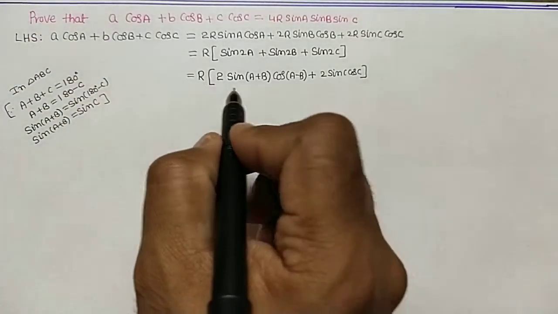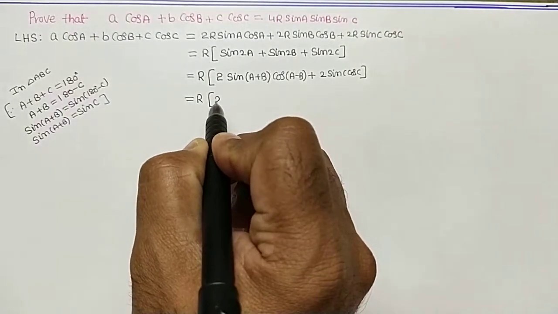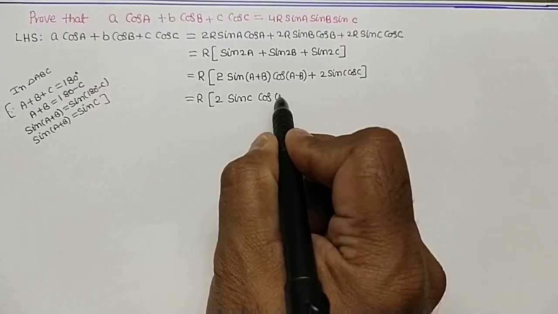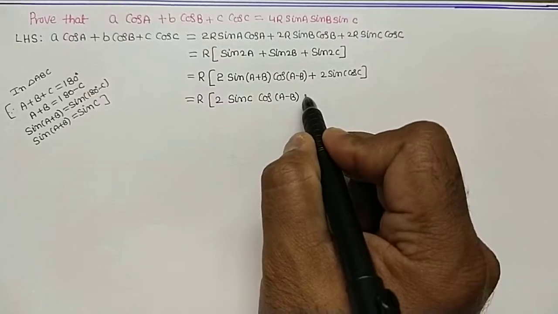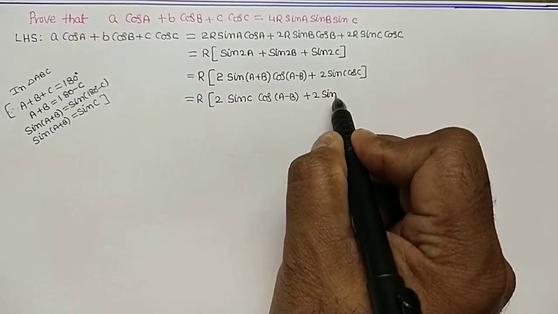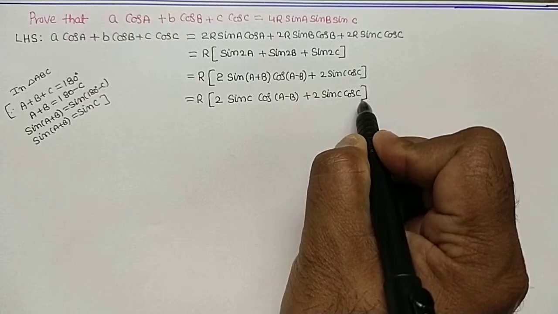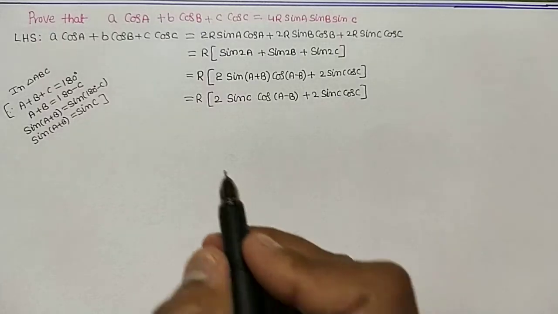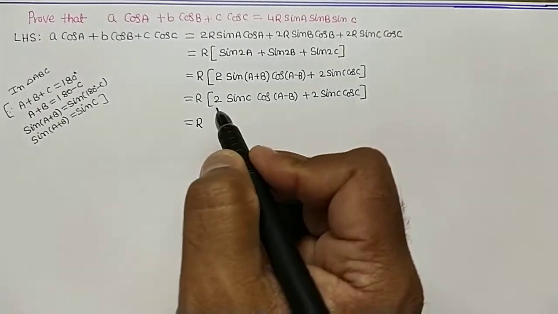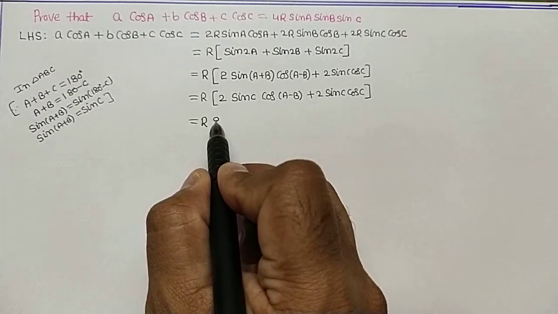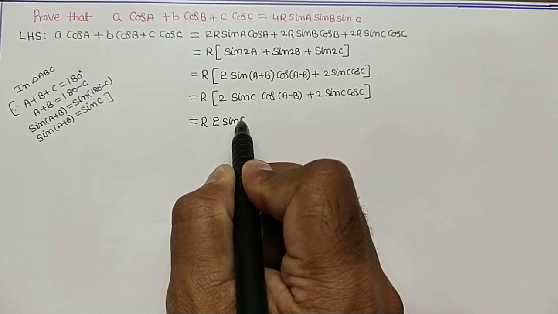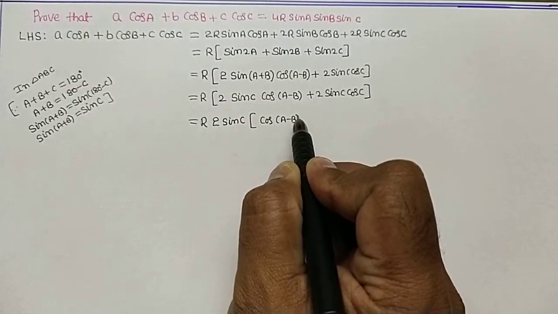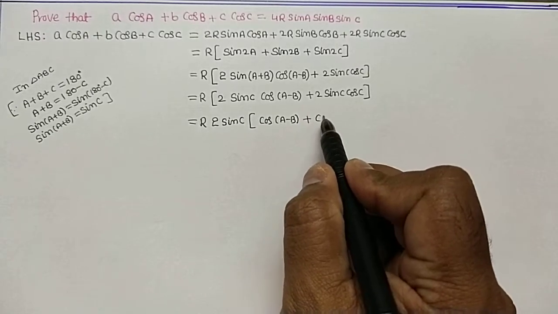So wherever sine of A plus B is there, you can replace it with 2 into sin C into cos of A minus B plus 2 sin C into cos C. Now you can take common 2 sin C, which is equal to capital R into, from these two terms, 2 sin C if we take out common, we will get cos of A minus B plus cos C.